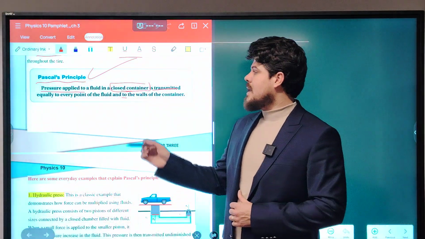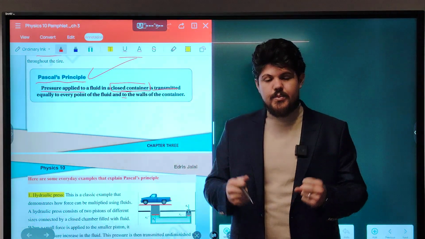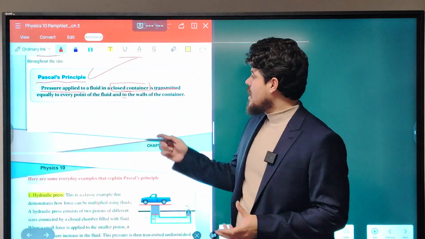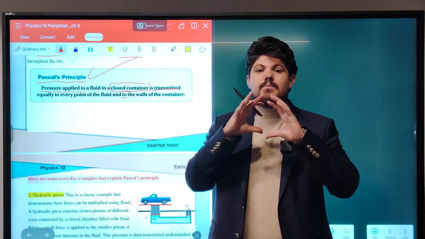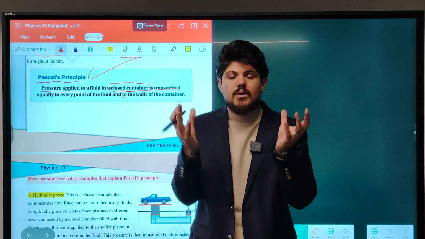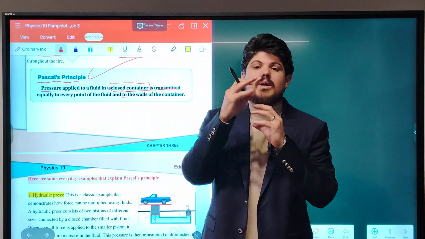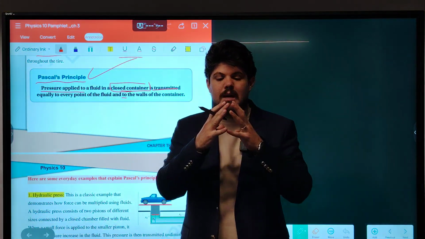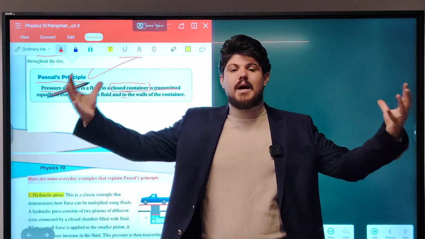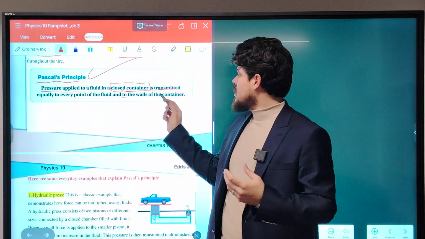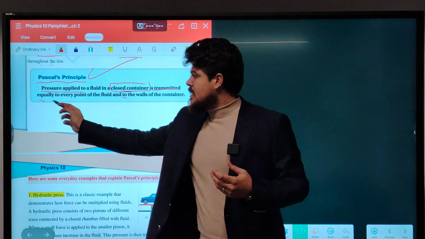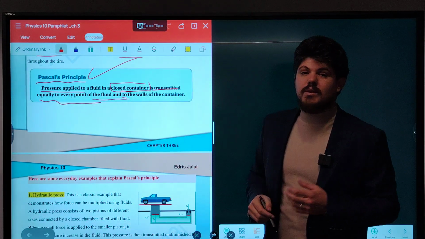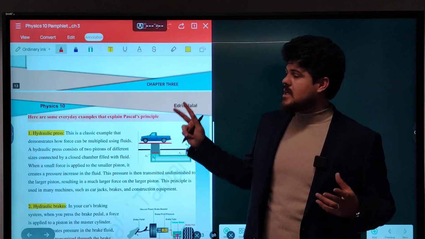Pascal's principle states that pressure applied to a fluid, like the pressure applied to air or to a liquid, in a closed container, like a balloon, when you are trying to inflate a balloon, you press on the gas in the balloon. After the balloon is inflated, what happened to it? The entire balloon expanded. In a closed container, this pressure is transmitted equally to every point of the fluid and the walls of the container. This is Pascal's principle.